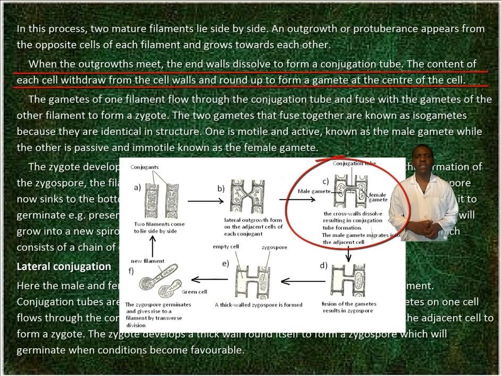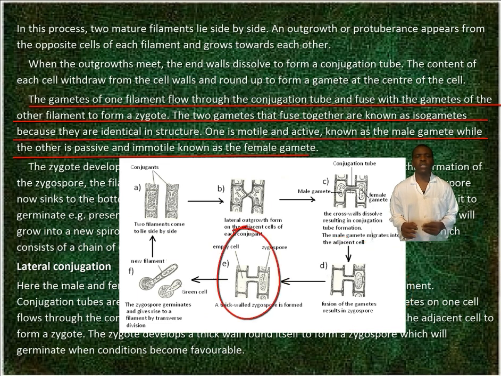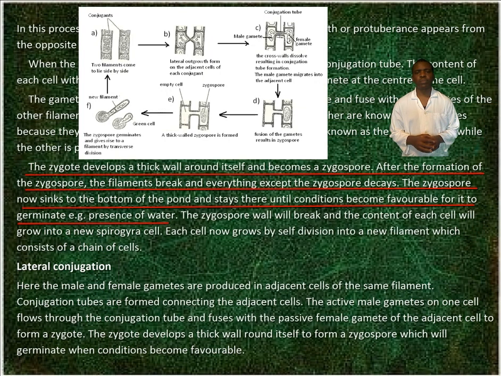The content of each cell withdraws from the cell wall and rounds up to form a gamete at the center of the cell. The gamete of one filament flows through the conjugation tube and fuses with the gamete of the other filament to form a zygote. The two gametes that fuse together are known as isogametes because they are identical in structure. One is motile and active, known as the male gamete, while the other is passive and immotile, known as the female gamete. The zygote develops a thick wall around itself and becomes a zygospore.